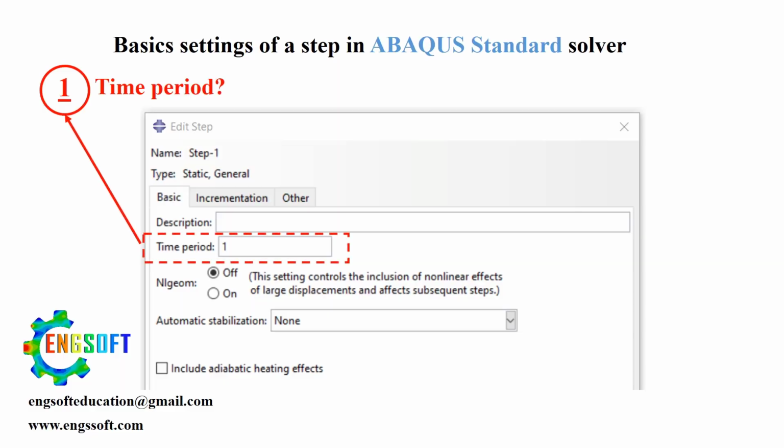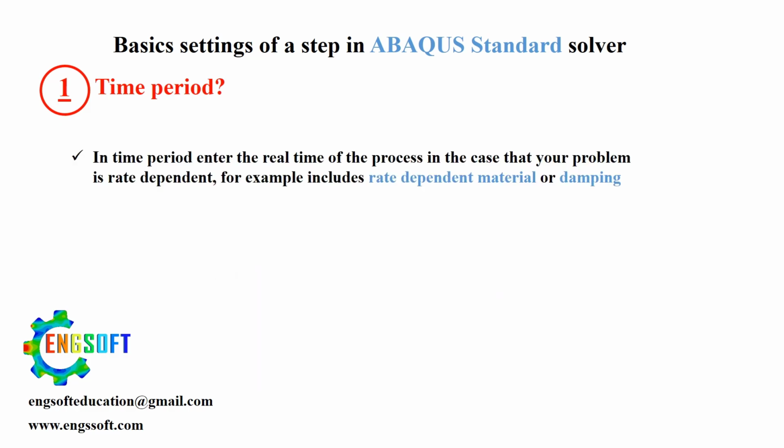First, there's the time period setting. This defines the total time of the phenomenon you're modeling in this step. If your problem is rate dependent, which means it involves material behavior which changes with rate of deformation or includes damping, you'll need to enter the real time of the process here. But if your problem is rate independent, like most simple cases, just enter 1 to keep things straightforward.